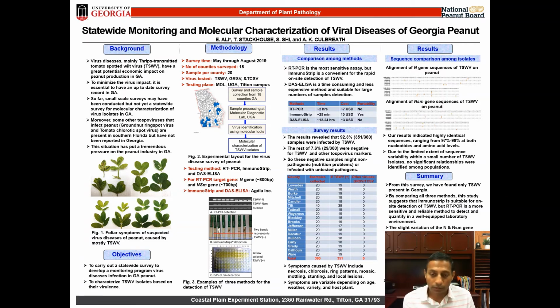So I can conclude our summary for this study. From this survey, we found only TSWV tospovirus present in Georgia. By comparing all 3 methods, this study suggests that ImmunoStrip is suitable for on-site detection. However, if you have a well-equipped laboratory, RT PCR is a more sensitive and reliable method for pathogen detection and quantification.